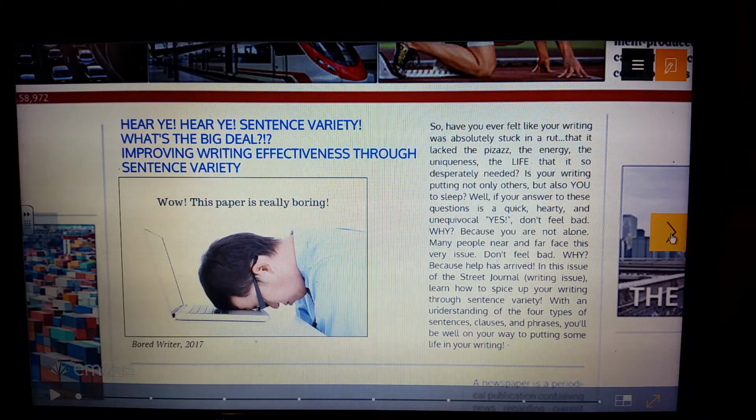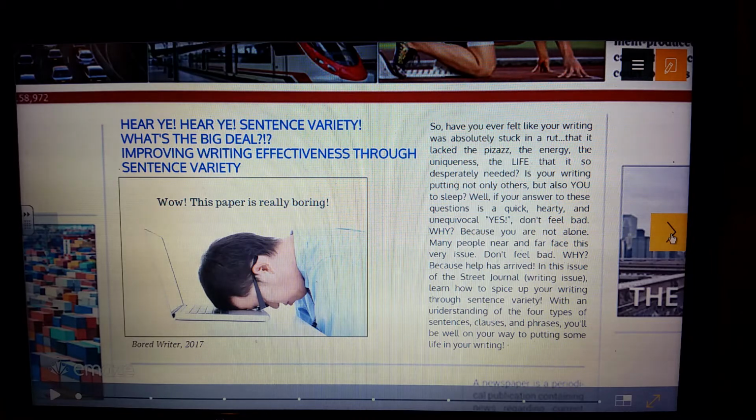So have you ever felt like your writing was absolutely stuck in a rut, that it lacked the pizzazz, the energy, the uniqueness, the life that is so desperately needed? Is your writing putting not only others but also you to sleep? Well, if your answer to these questions is a quick, hearty, and unequivocal yes, don't feel bad. Why? Because you are not alone. Many people near and far face this very issue. Don't feel bad. Why? Because help has arrived.